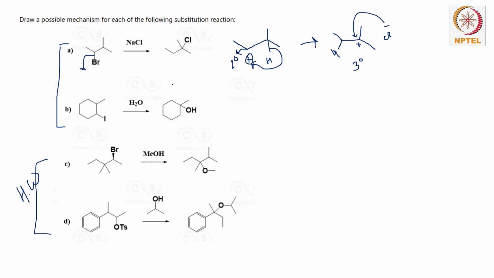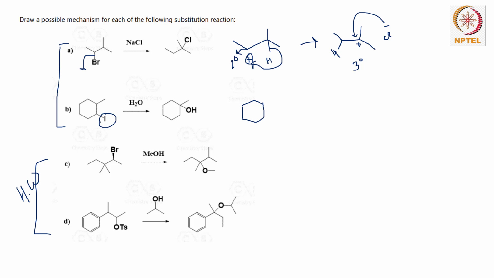It was very easy. I will solve this one and the rest two you guys will try. Here also you can see the leaving group is at this position, whereas the nucleophile is at this position. From that you can get an idea it's going through SN1, because without forming a carbocation this is not possible.